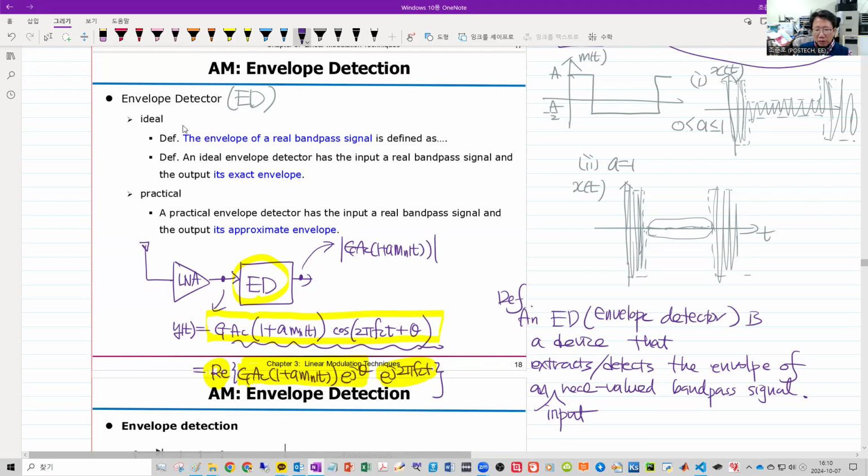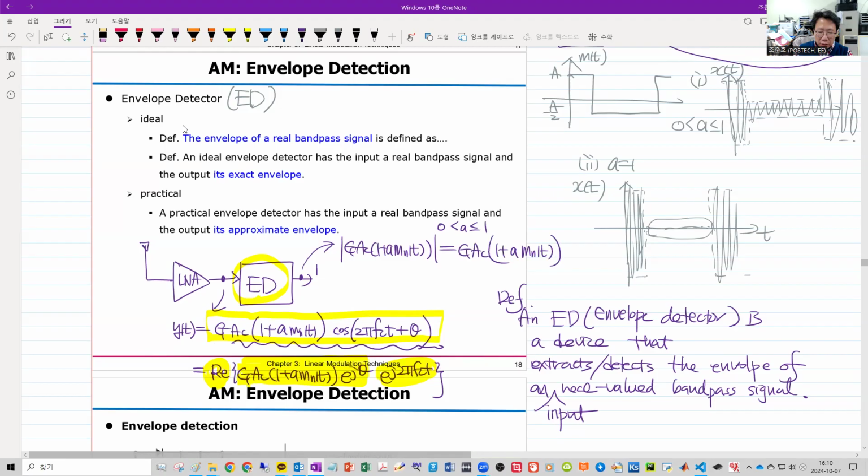Now, is this proportional to m(t)? We know that if a is greater than 0 and less than or equal to 1, then actually we have what? No, sorry, not this one. So this one equals what? If a is greater than 0 and less than or equal to 1, it's positive, non-negative. So we have m_n(t).